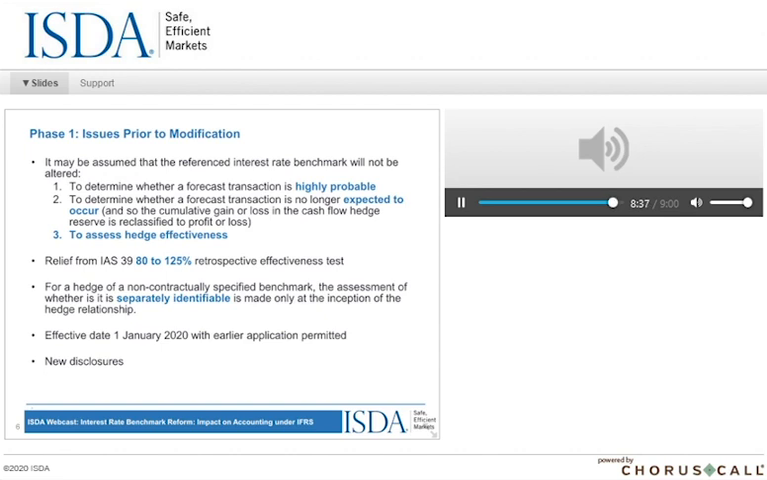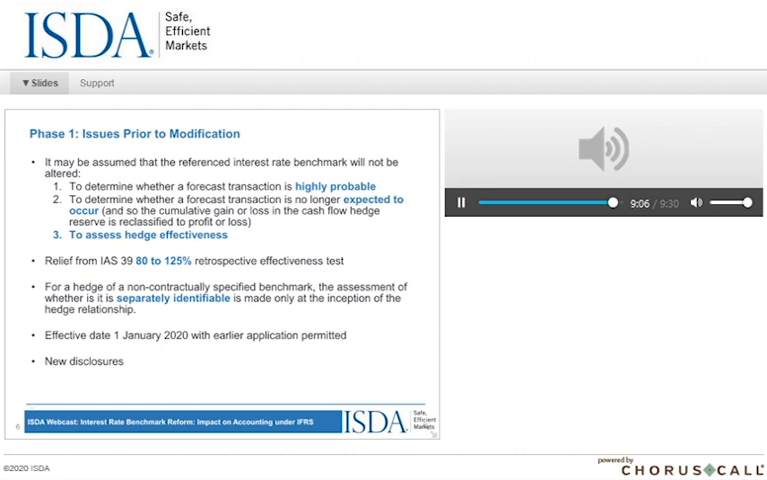Also, it's possible under IFRS to designate as the hedged item a separately identifiable component of a risk or cash flows. And as it may no longer be possible to separately identify IBOR as a component, the relief allows the test that the component is separately identifiable to be met only on initial designation, and the test does not need to therefore also be met throughout the hedge relationship.